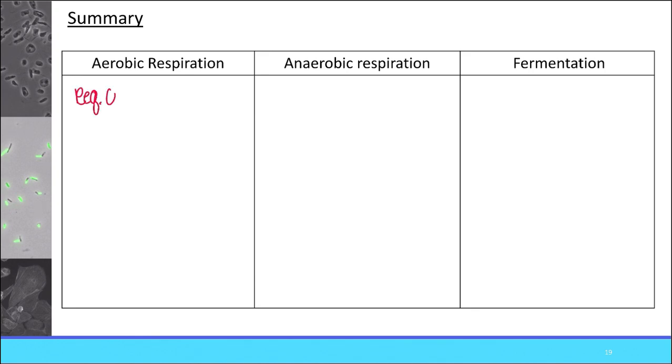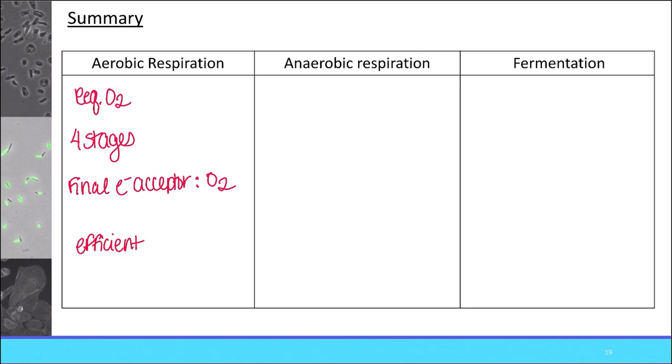Aerobic respiration is going to require oxygen. It has 4 stages. Those 4 stages are glycolysis, formation of acetyl-CoA, the citric acid cycle, the electron transport chain, and chemiosmosis. We're going to write down what the final electron acceptor is, and that is oxygen. And it is a pretty efficient process. So we get anywhere from 36 to 38 ATP.